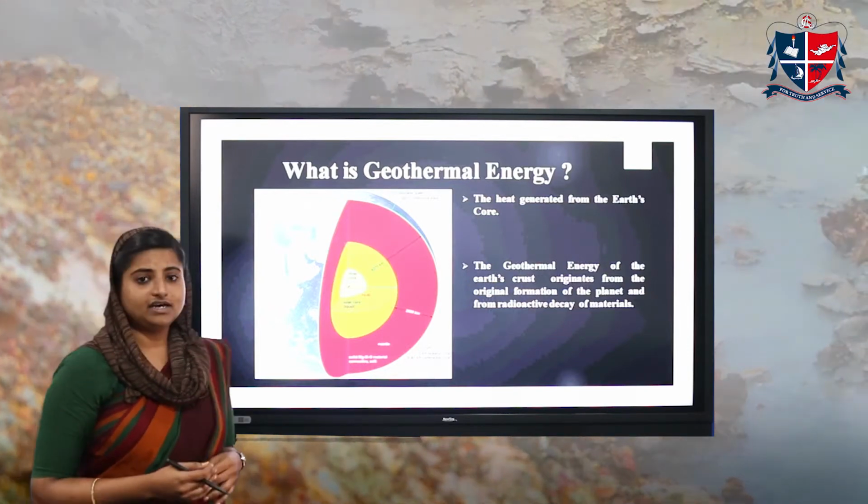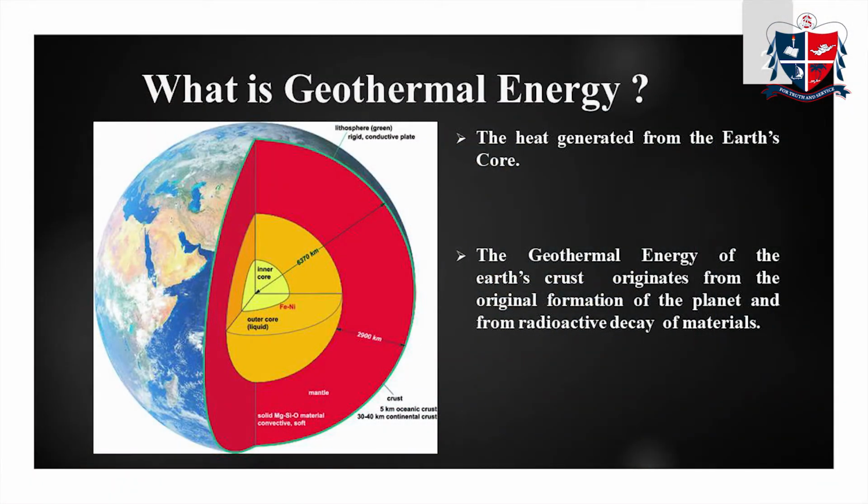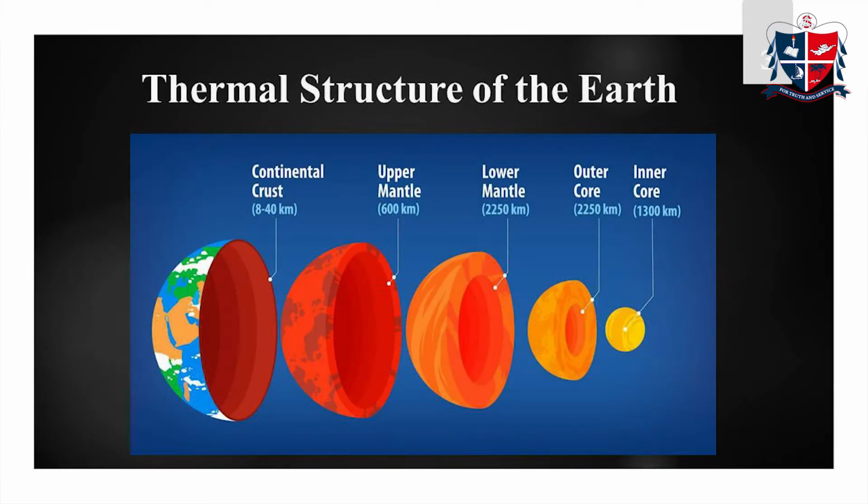So we know that Earth's core is full of hot molten magma, which keeps on building continuously through radioactive processes and through the vigorous movement of tectonic plates. So geothermal energy is the heat generated from the Earth's core. The geothermal energy of the Earth's crust originates from the original formation of the planet and from radioactive decay of materials. Let's see the thermal structure of the Earth.